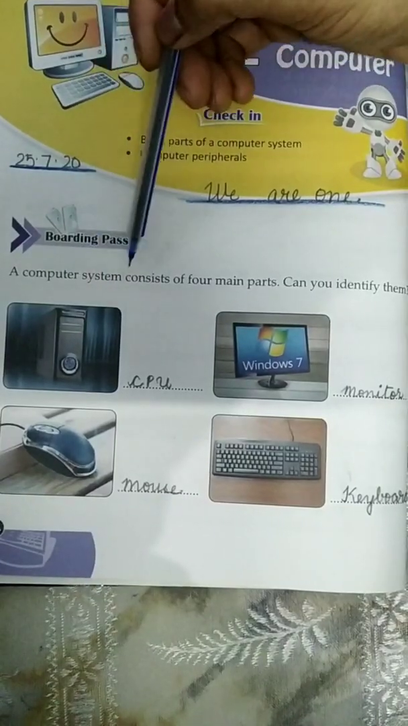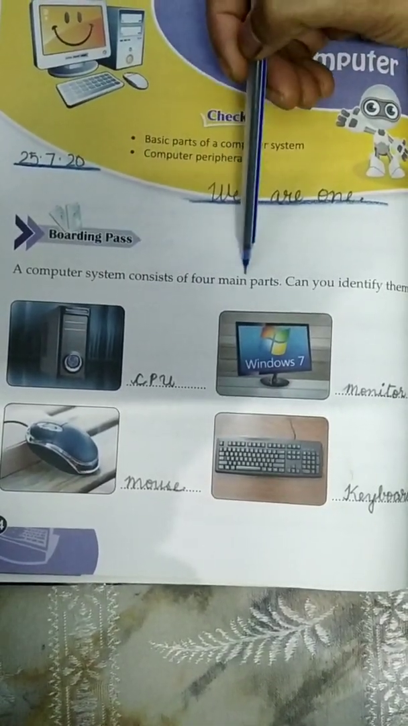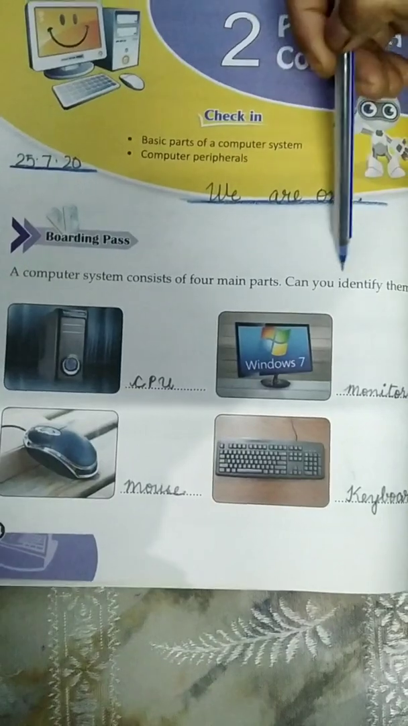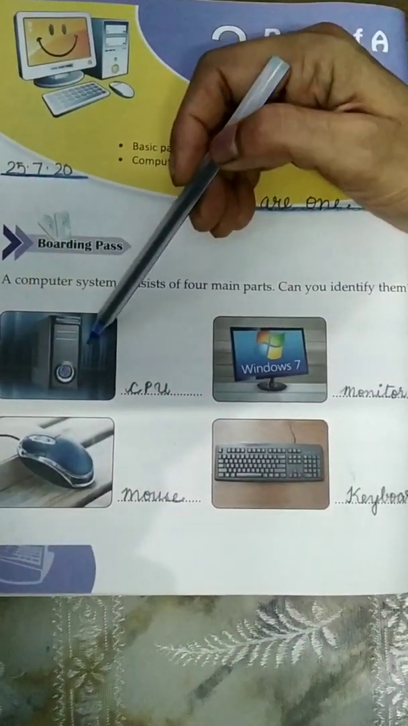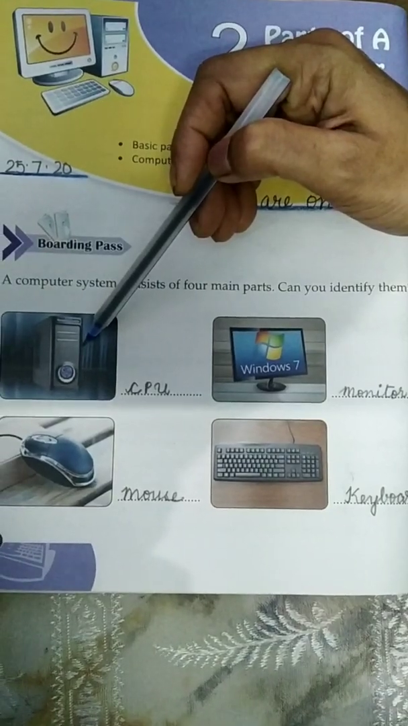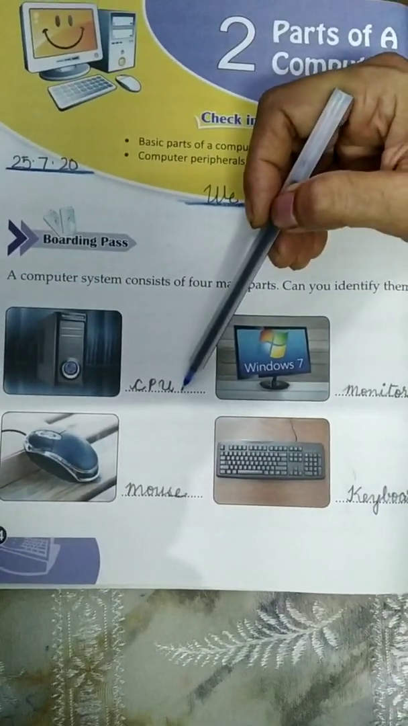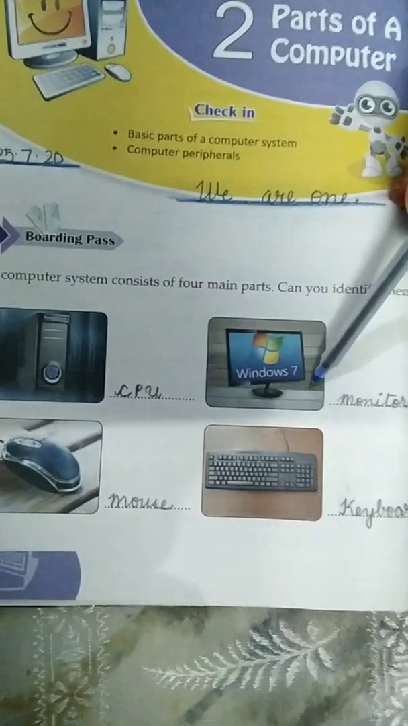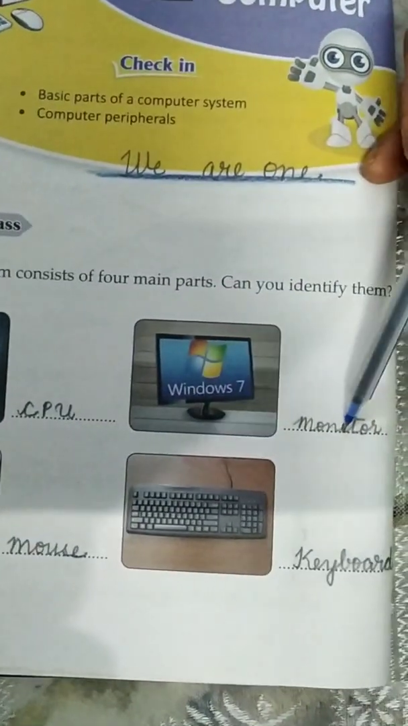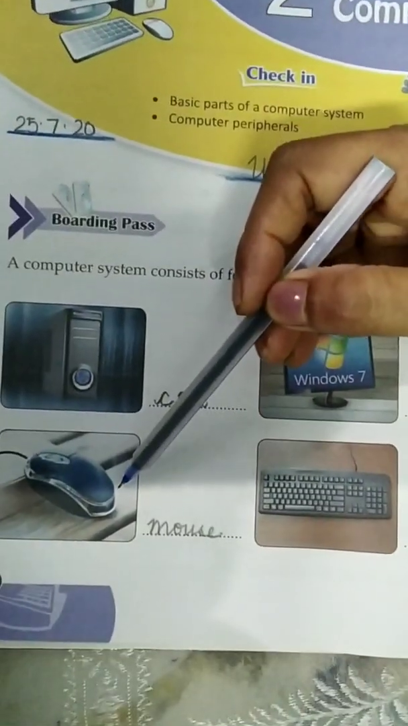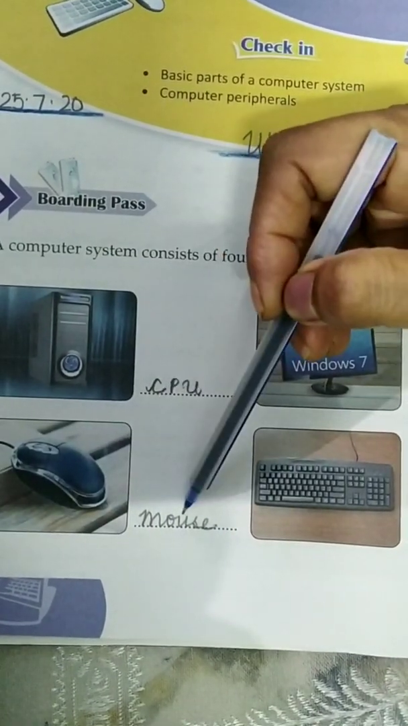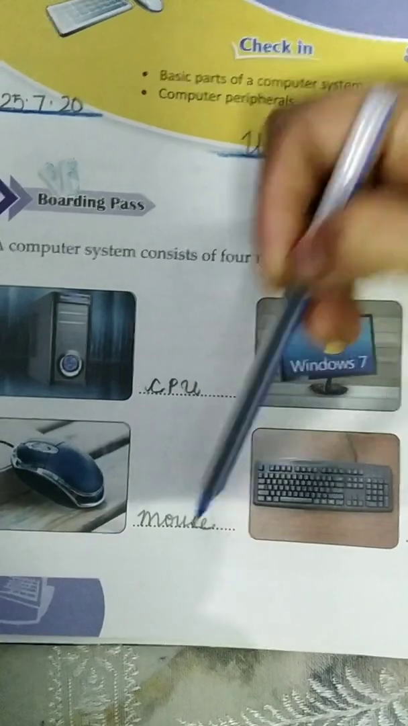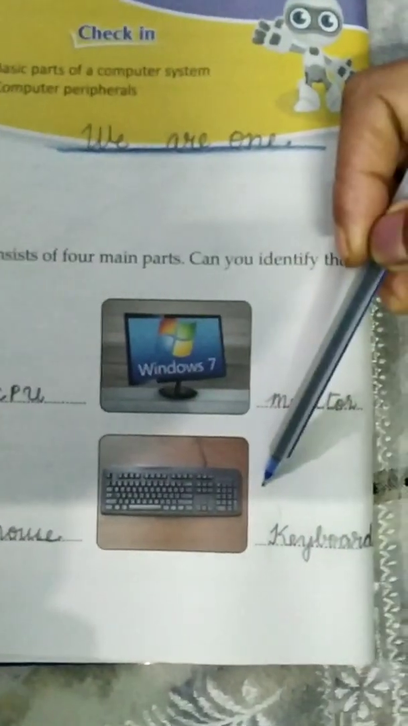A computer system consists of 4 main parts. Can you identify them? Of course you can. What is this? Yes, this is the CPU. And what is this? This is the monitor. And this is not a real mouse, students. This is a mouse, a computer mouse. And this is a keyboard.